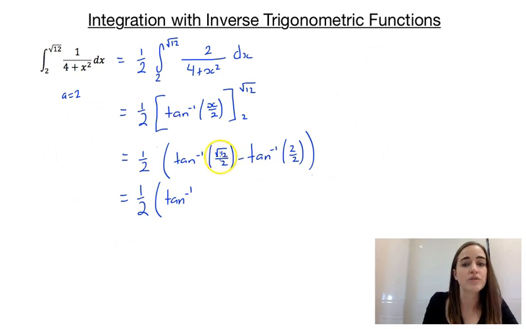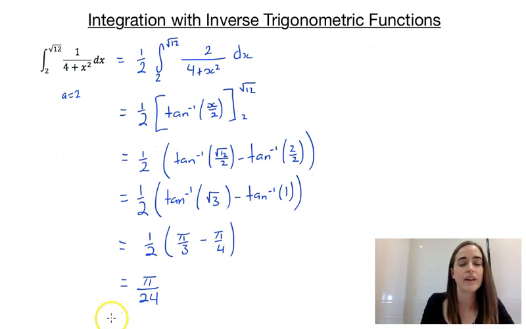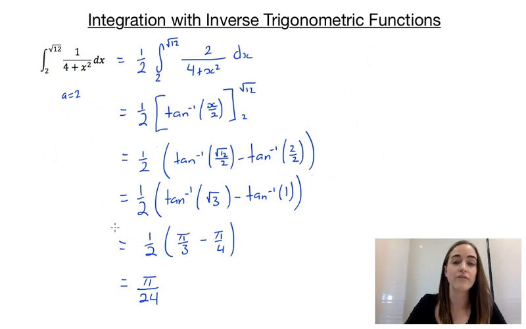Root 12 can be split into a 4 and a 3. So that becomes a 2 root 3 over 2. But if we've got that over 2, that can just simplify to a root 3. And then I've got minus tan inverse of 1. All right, so then I'm going to have a half outside of tan inverse of root 3 is pi on 3. Tan inverse of 1 is pi on 4. And if I simplify that down, I'm going to end up with pi on 24. So that's having a look at integration that involves inverse trig functions.